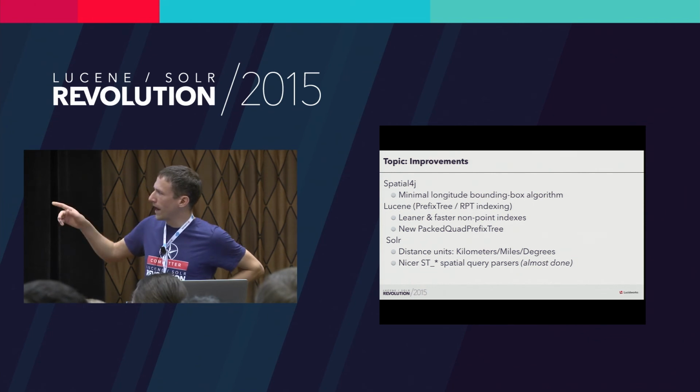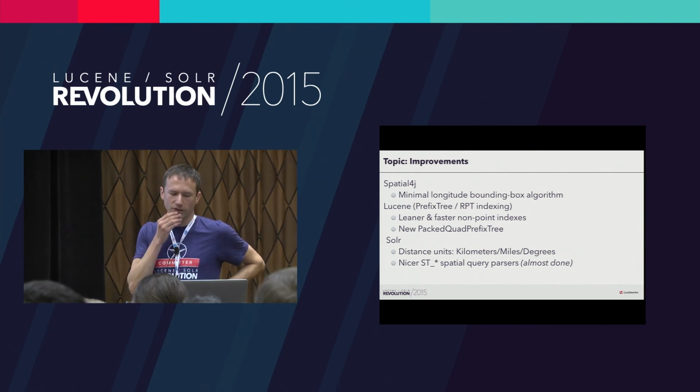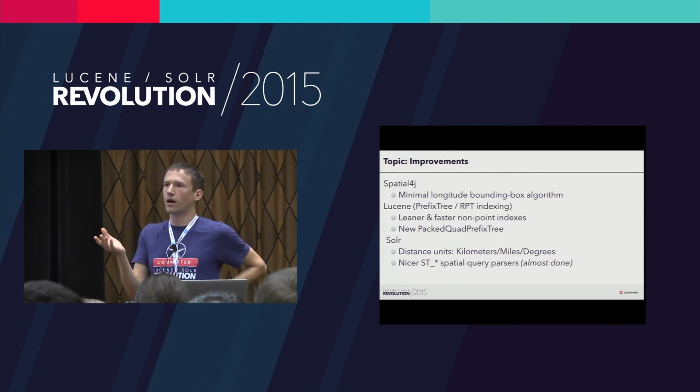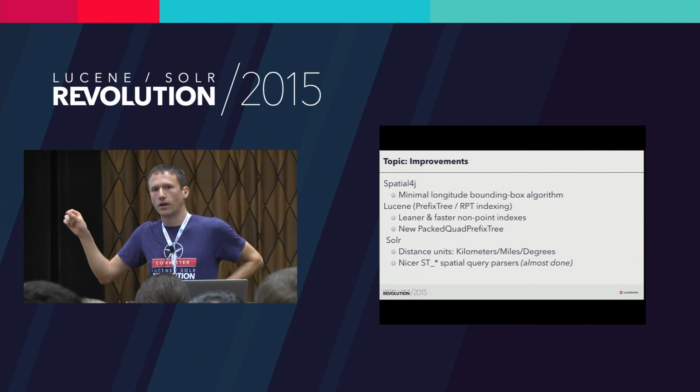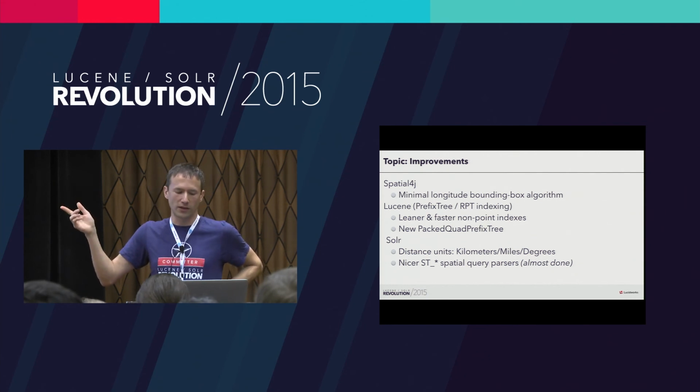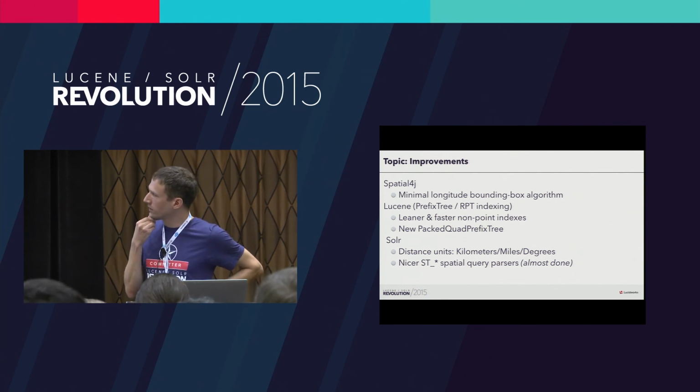And the packed quad prefix tree in particular, I think I already mentioned that earlier. I mentioned heatmaps, and I made a suggestion of using prefix tree equals packed quad, because I think this packed quad implementation is really tight and lean and a good choice.